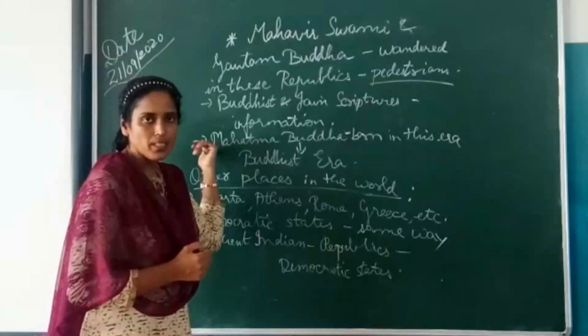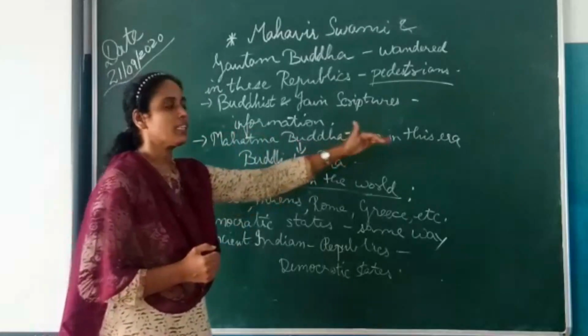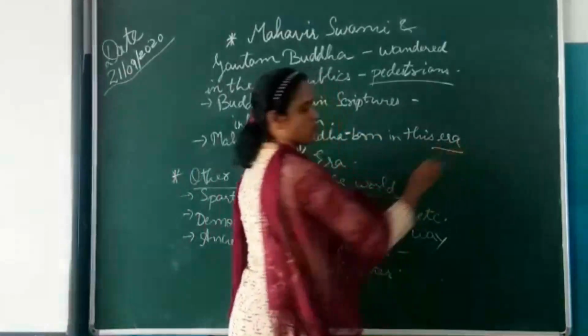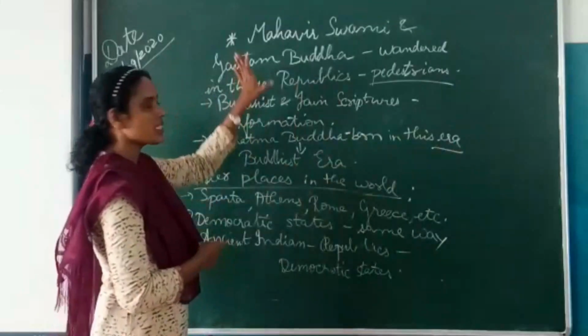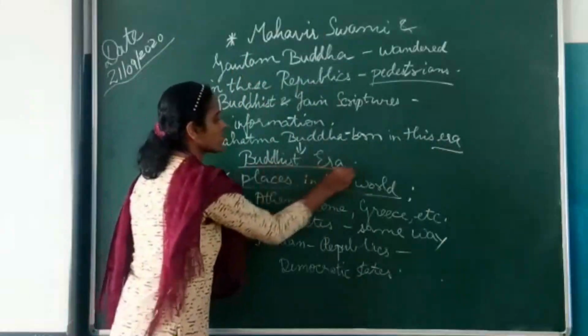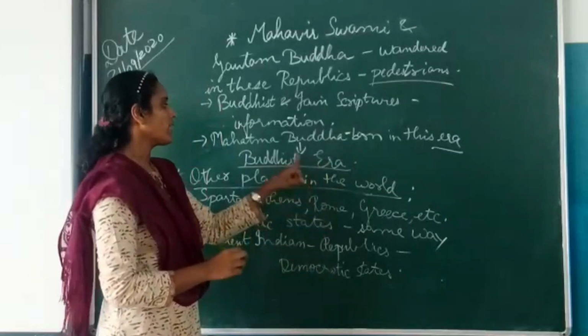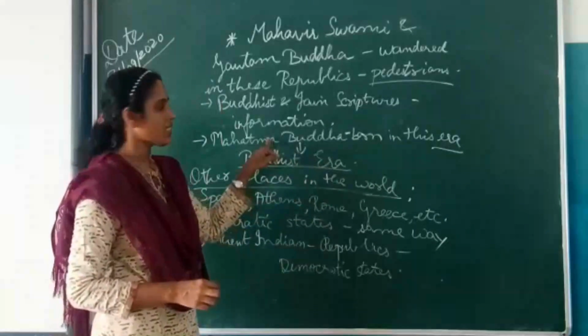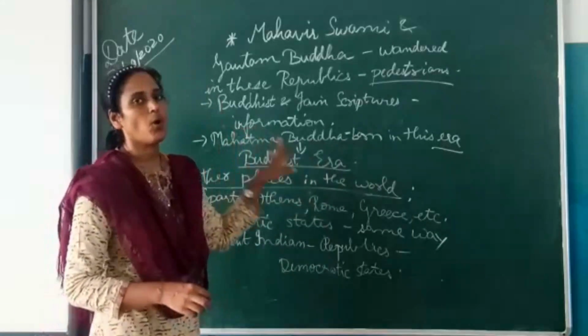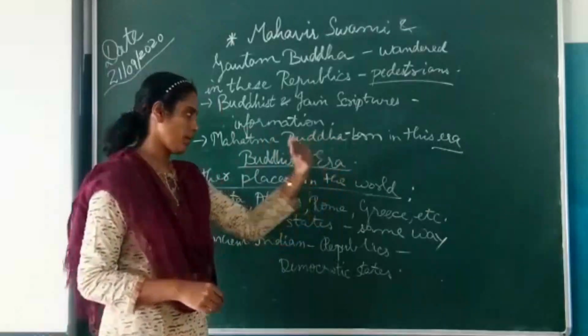Mahatma Buddha, here meaning Lord Buddha, was born in this era. Era means period of age, due to which this age is also known as the Buddhist era. Why, students, is this period known as the Buddhist era? Because Lord Buddha was born during this age, this era.